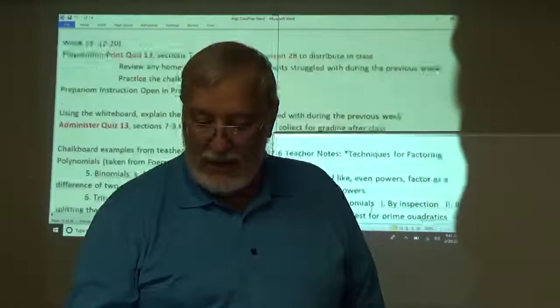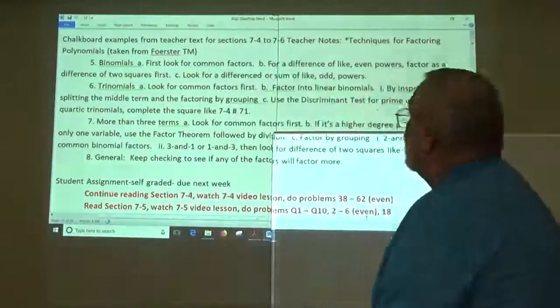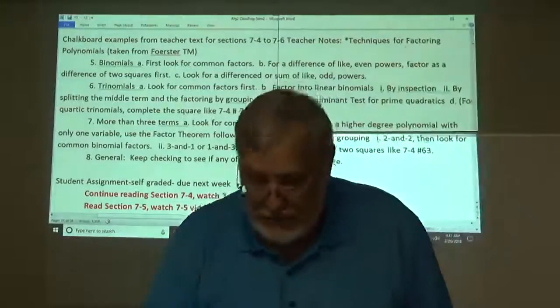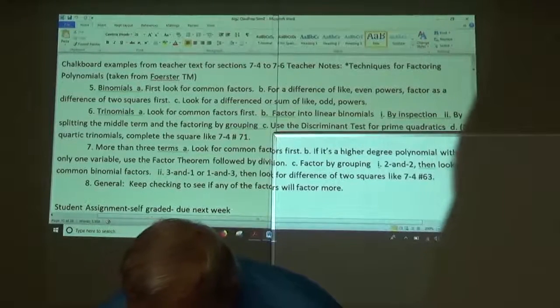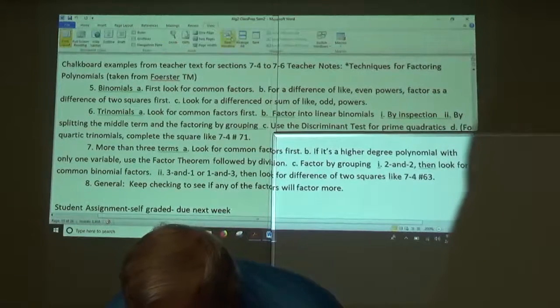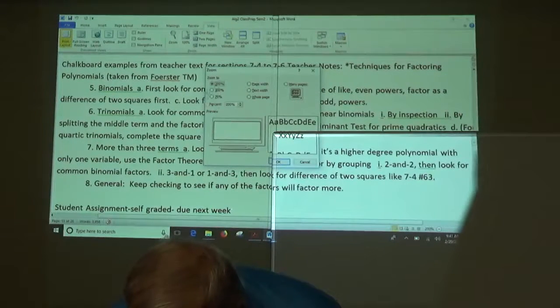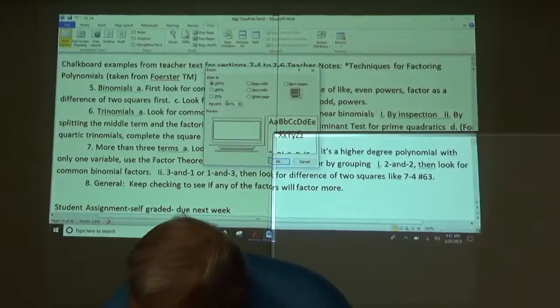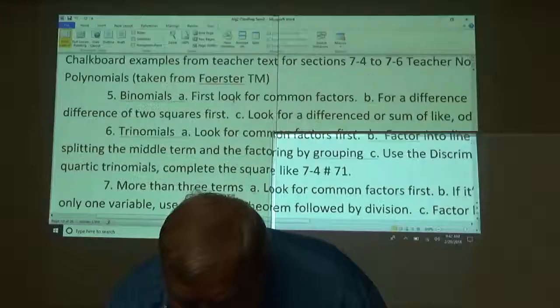All right, now, okay, this is the next part. And it's a little bit small. Let's see if I can make this larger. View. It's already at 200. Let's try 3. Alright, here we go.